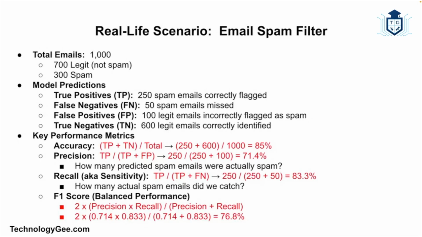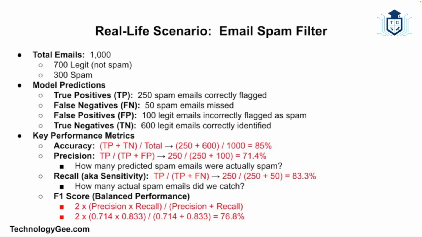That'll be a true positive. It also predicted 50 spam emails that were missed. That will be a false negative. It also predicted 100 legit emails that were incorrectly flagged as spam. That'll be a false positive. And then you have 600 legit emails that were correctly identified. That will be a true negative.